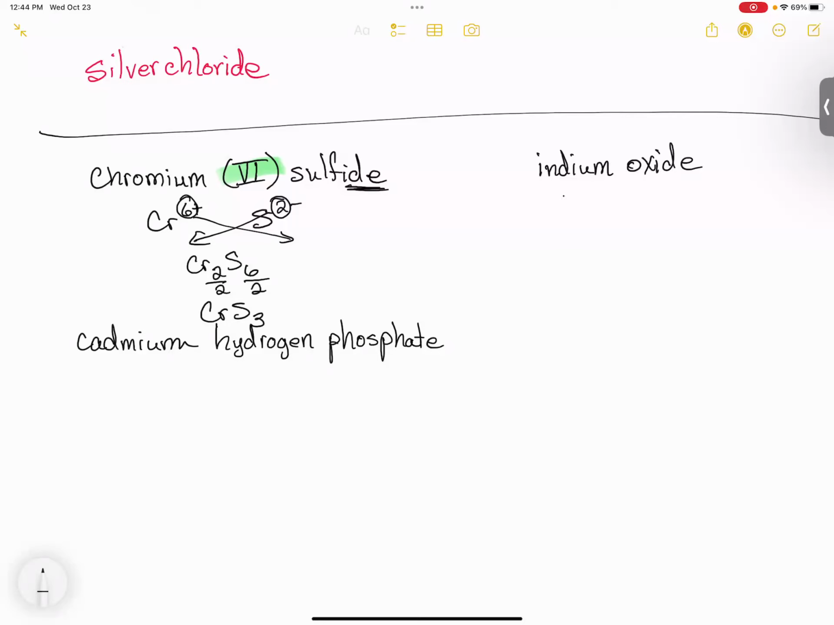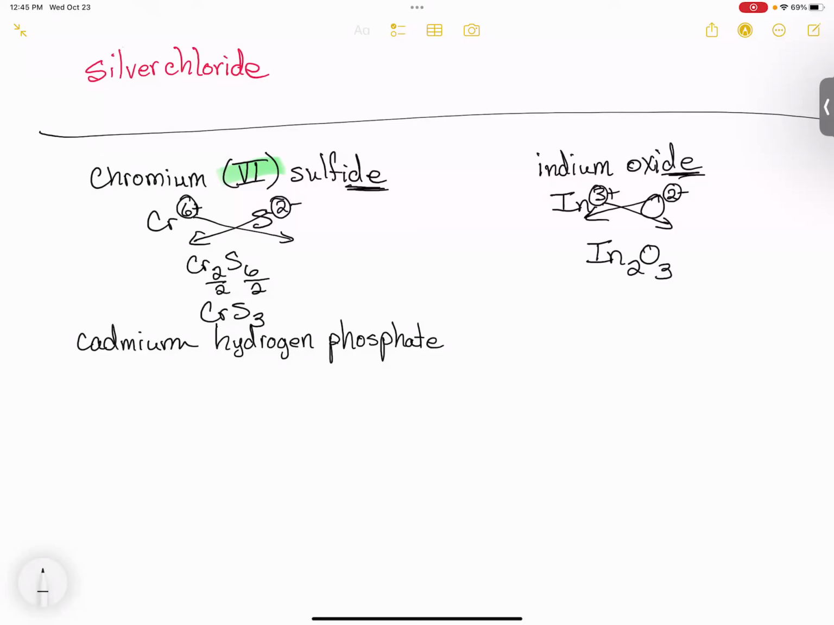Indium oxide. Indium has what charge? It is element number 49. It's a 3+ charge. Oxide, the IDE tells me what? It's an anion of an element, -2. Cross, drop, and simplify if possible. In this case, it's not possible. Indium oxide is In2O3.